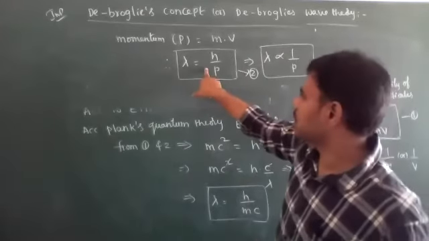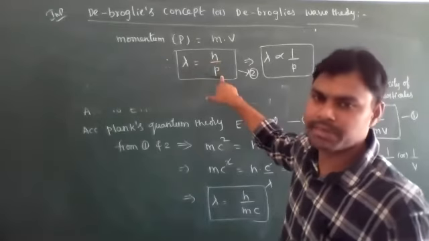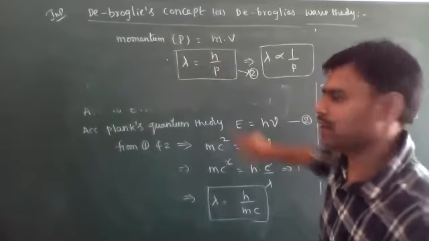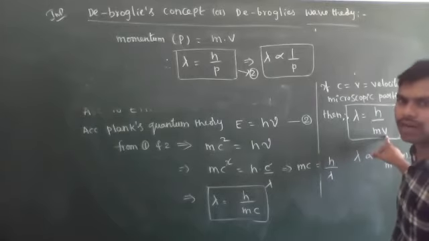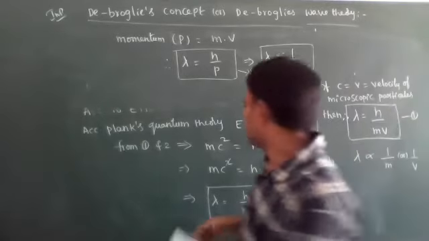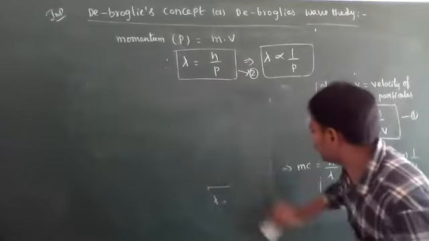In some cases, when the momentum value is directly given, we need to use lambda is equal to h by p. When mass and velocity are given, we need to use lambda is equal to h by mv. Okay. Next, another important formula or conversion from this equation.